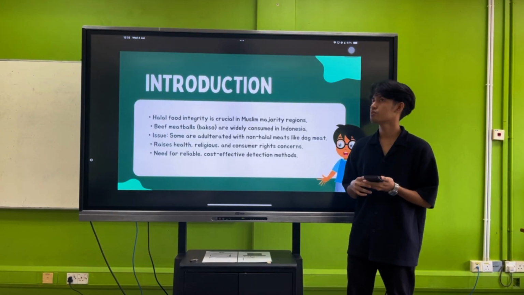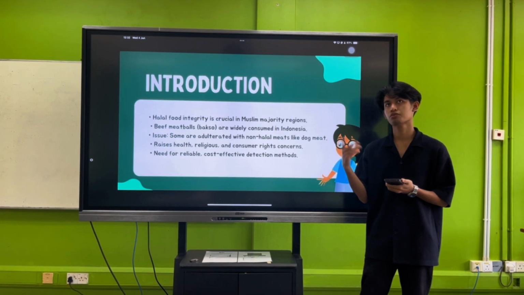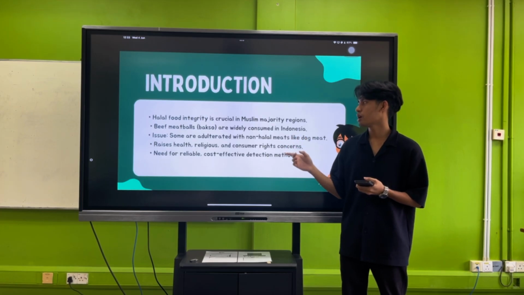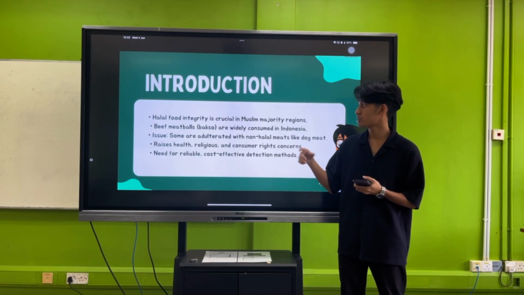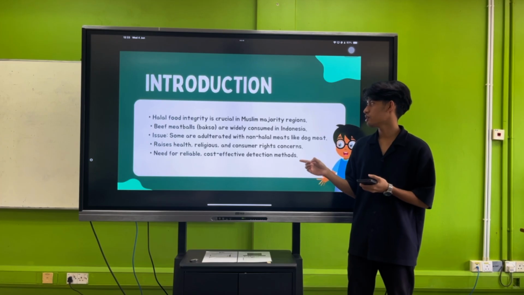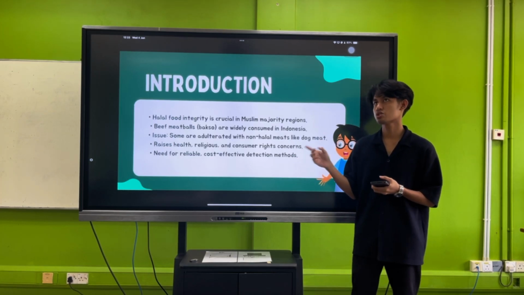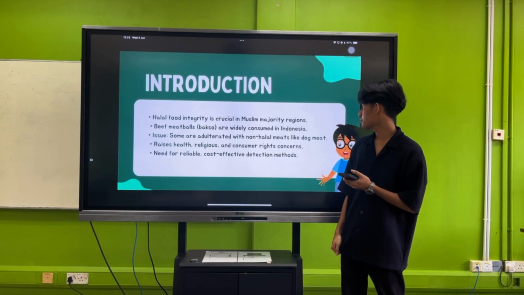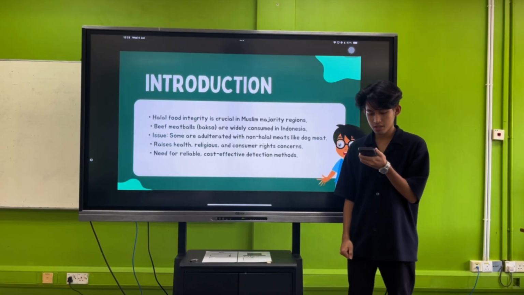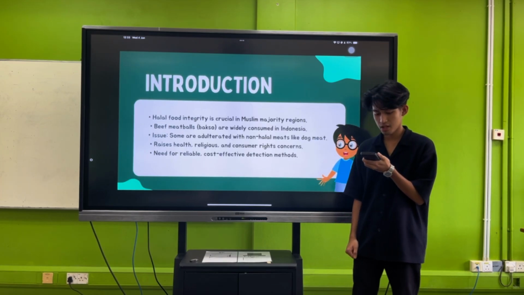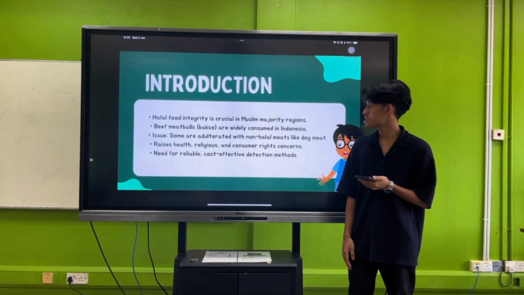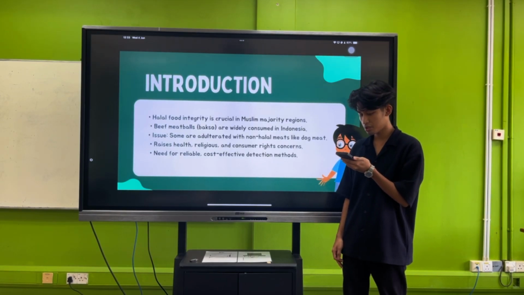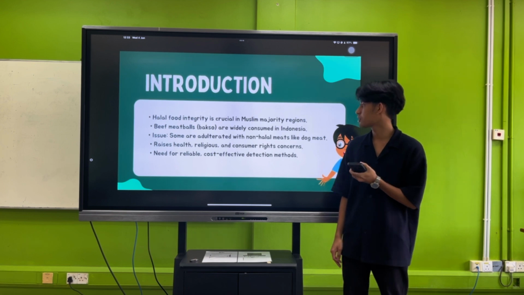Next, Indonesians are famous for their traditional food, which is bakso. One of the ingredients in bakso is meatball, but for us, we try to replace it with non-halal meat, which is dog meat. So they are going to need a lot of consumers in Indonesia for the non-halal food. The problem is that some of these meatballs are secretly mixed with non-halal meat like dog meat. This raises health, religious and consumer rights concerns, and the final point is that we therefore need good, affordable ways to find out if this is happening.